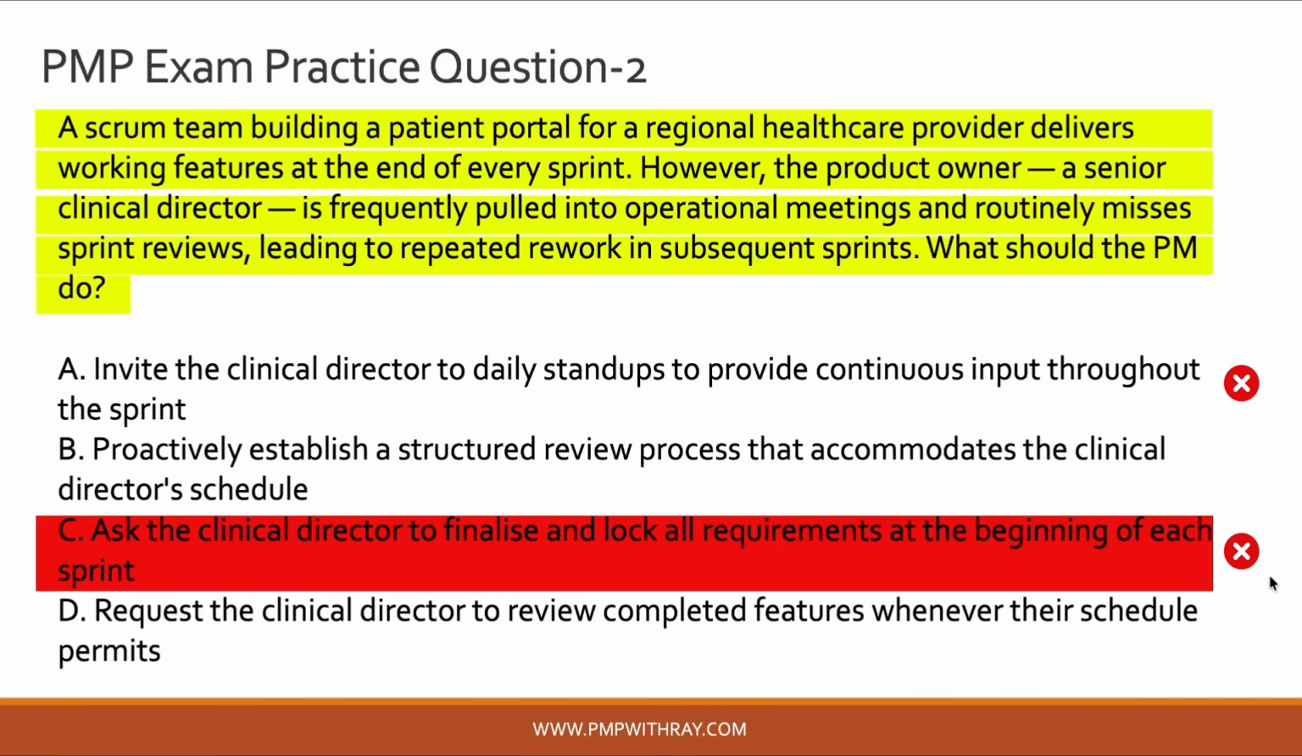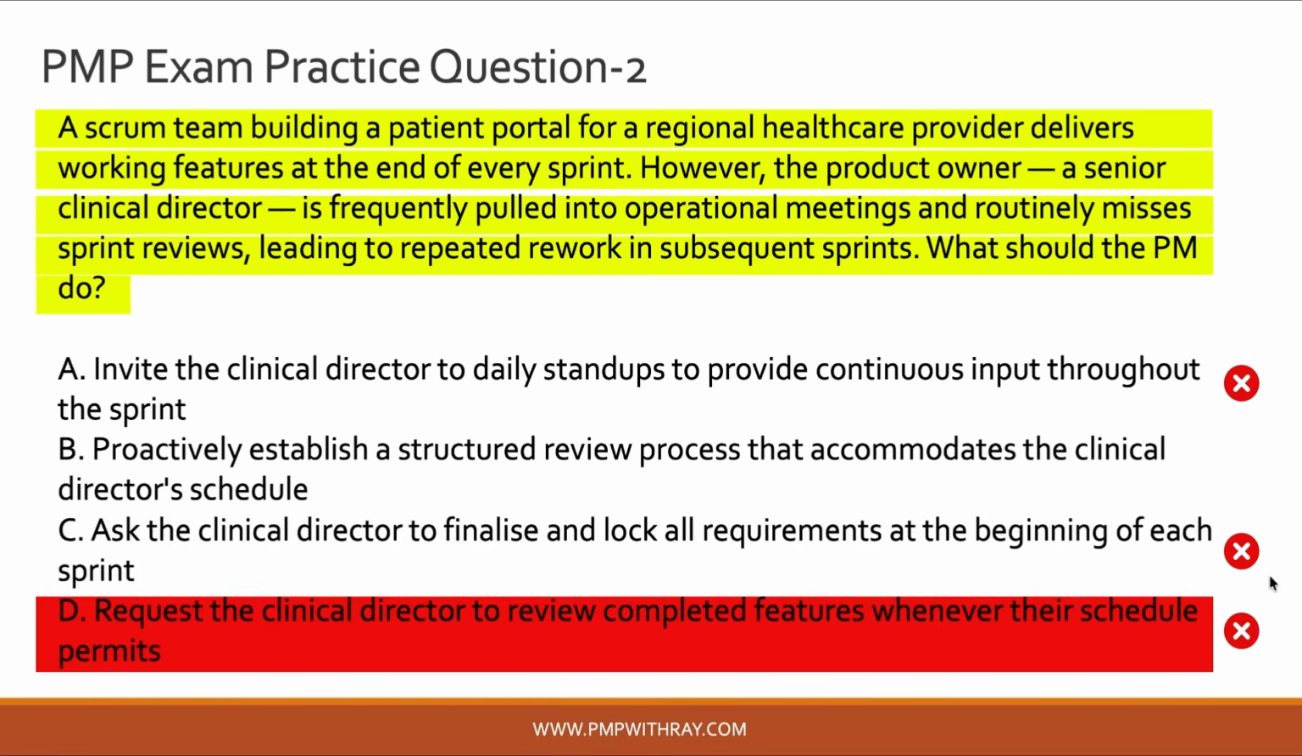Let's look at option D, which suggests letting the clinical director review deliverables whenever they are free. Now, really, that's just leaving the problem to sort itself out, right? So no structure, no planning, no accountability. Outright an incorrect answer choice.